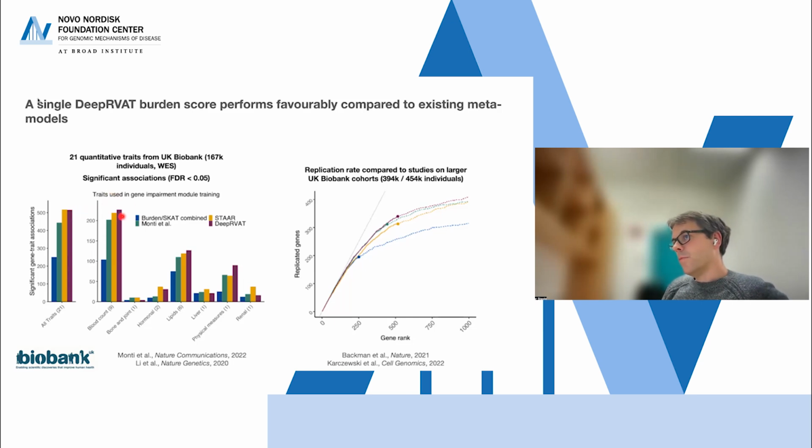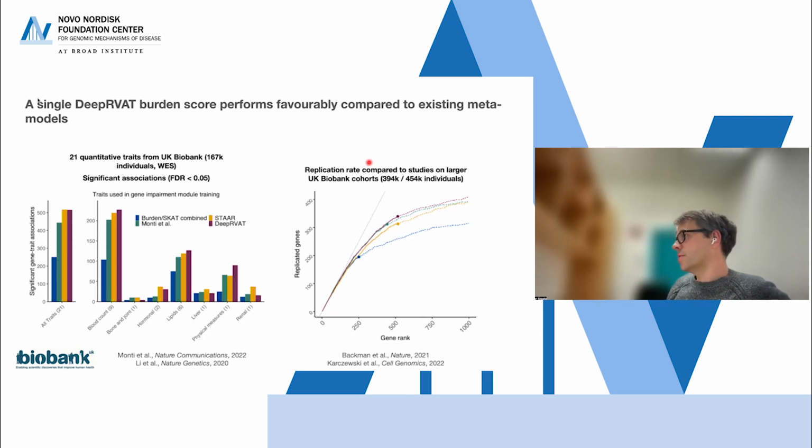So you find as many or more associations. And what I show you on the right is how many of these associations we replicate in the remainder of the UK Biobank cohort. What is shown here is that you rank these associations across all traits by significance, and then you ask to what extent you can replicate these associations in the full release of the UK Biobank cohort.